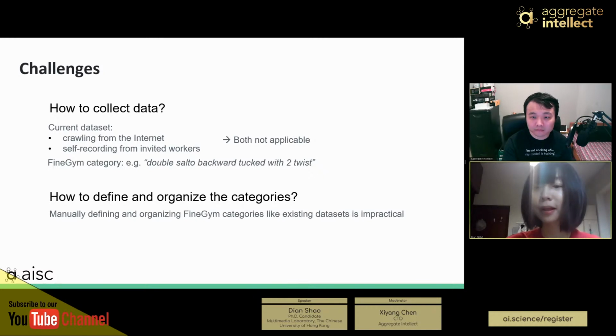The next problem is how to define and organize the categories. This is not a question for most coarse-grained datasets. They just manually define a label set and organize the categories in that label set. But this way does not work for FineGym either, because FineGym has very rich granularities of categories, and the instances from those finest categories differ just very subtly.